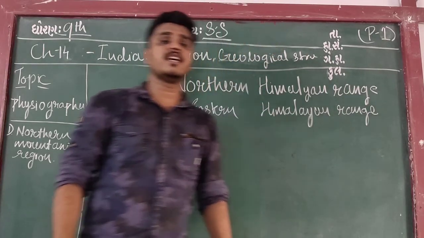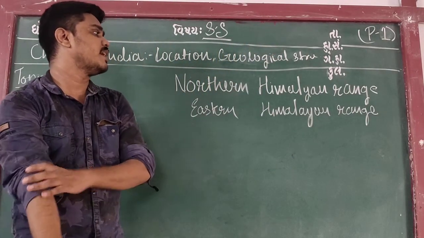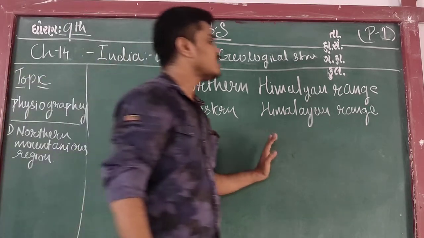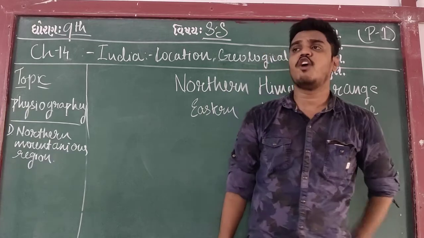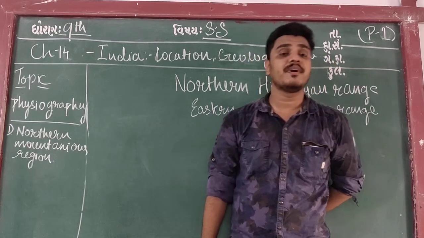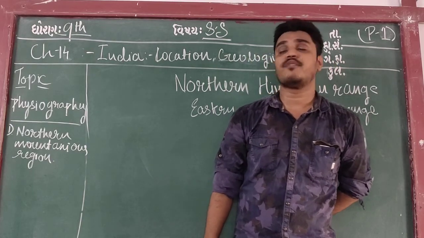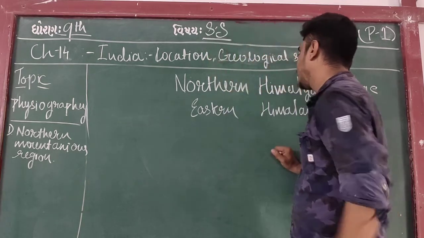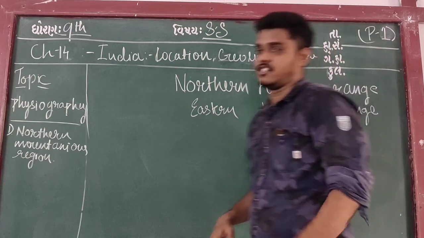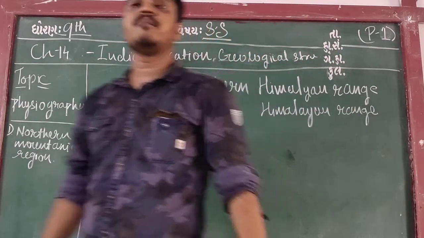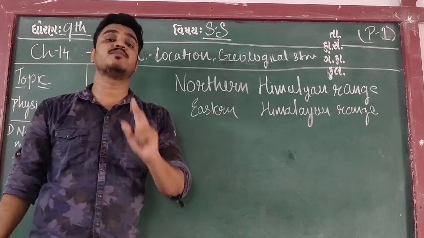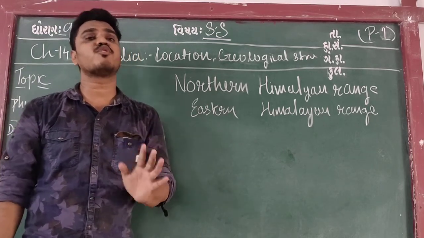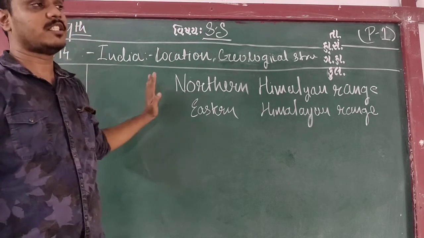Got it. So here we have the Northern Himalayan range and the Eastern Himalayan range. Just remember these names, and how many divisions there are of the Himalayan mountains. We have only two kinds of divisions: Northern Himalayan and Eastern Himalayan. Got it? And both chapters combine and become one part of the chapter, and it will take approximately 4 to 5 hours to prepare both chapters.